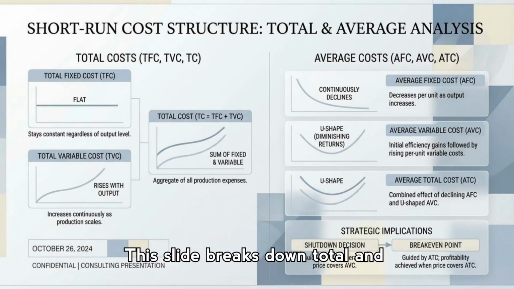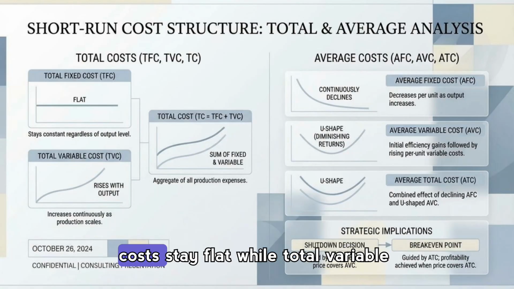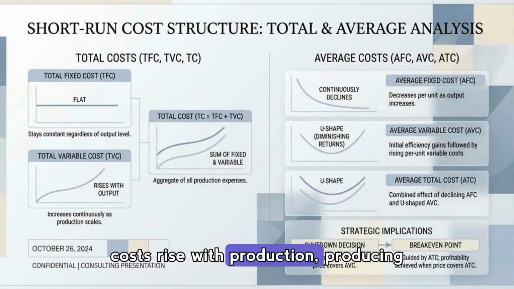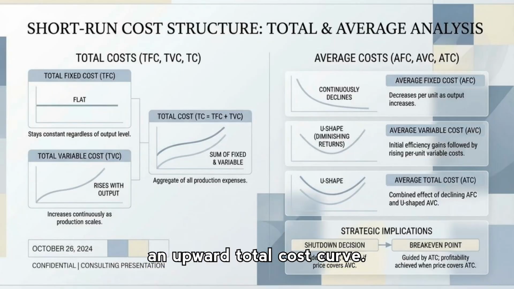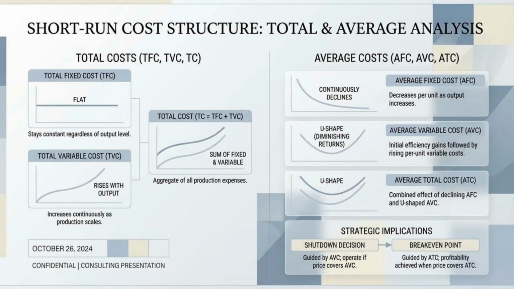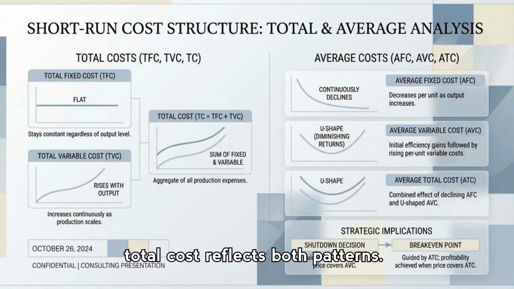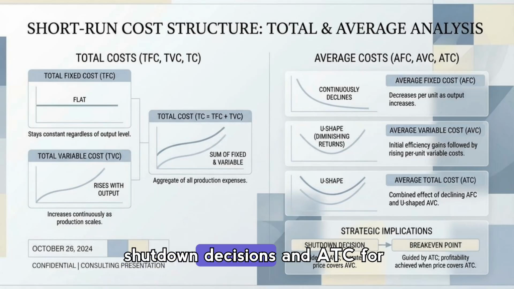This slide breaks down total and average cost shapes. Total fixed costs stay flat, while total variable costs rise with production, producing an upward total cost curve. Average fixed cost declines as output grows, average variable cost tends to be U-shaped, and average total cost reflects both patterns. Practically, firms use AVC for shutdown decisions and ATC for break-even planning.